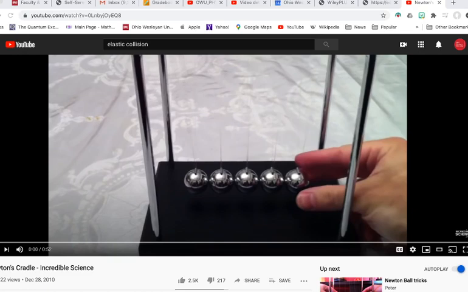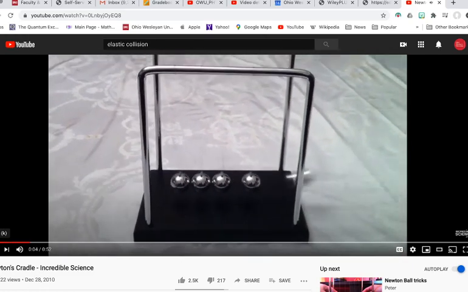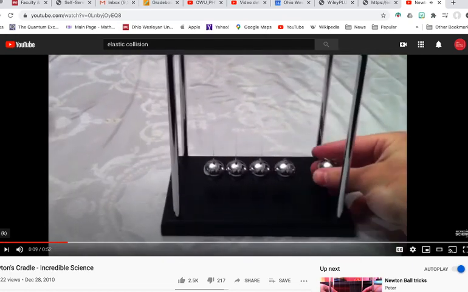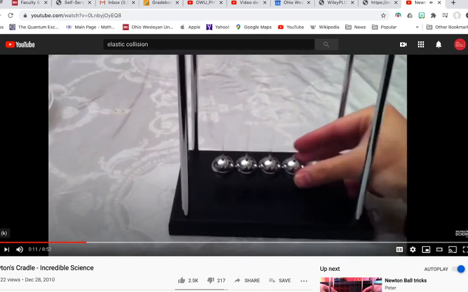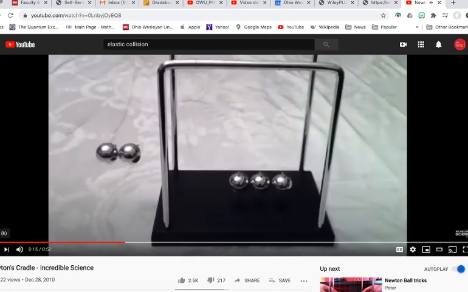Before I run it, you've probably seen this thing. You just pull one out and you let it go and you let it hit its neighbors, and then the one on the end goes flying out, right? That's approximately an elastic collision. It's clearly not exactly elastic. Then you can play around with it. You can take two of them out. So two going in, two going out.